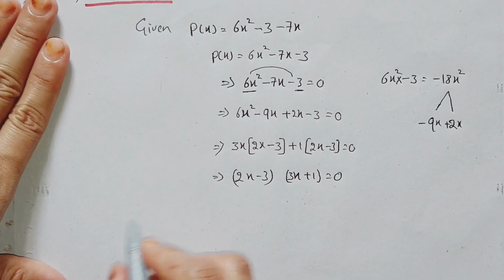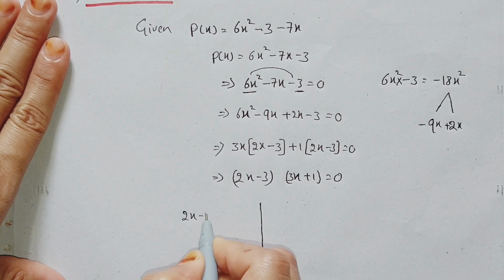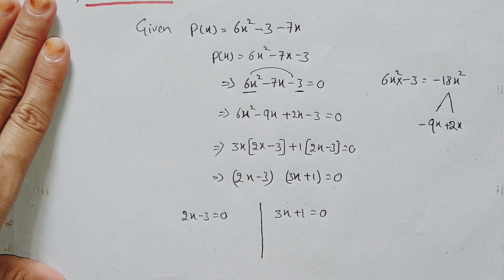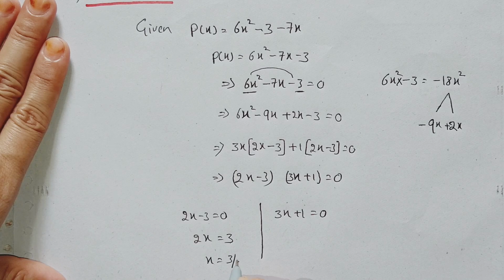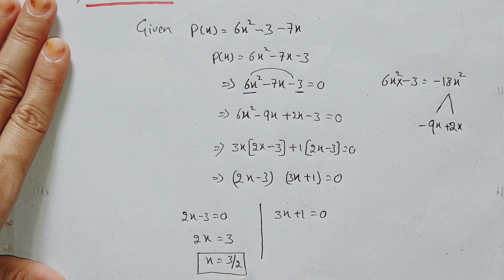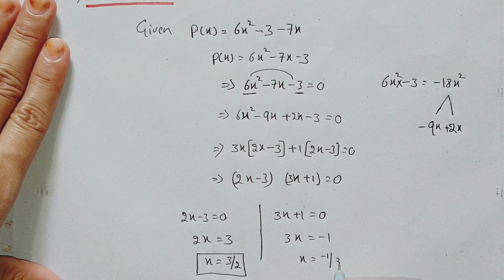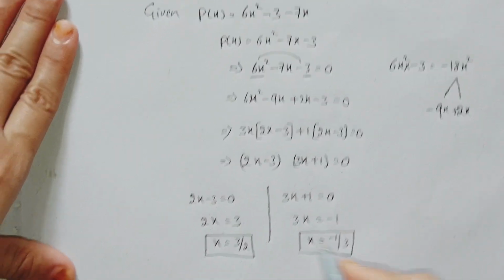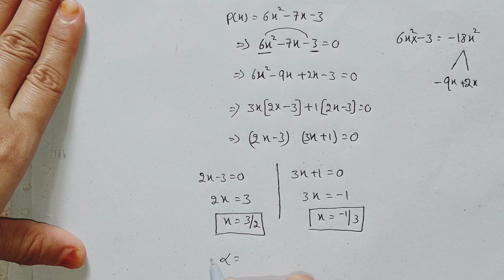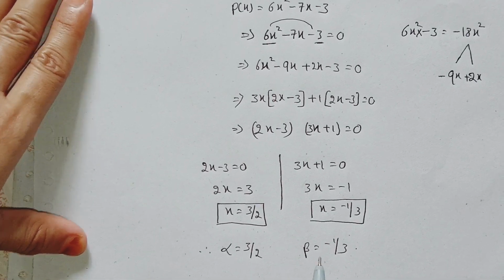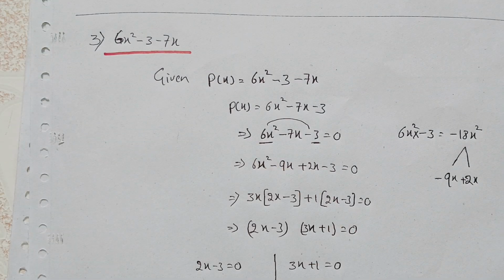Here two cases arise, which are 2x minus 3 equal to 0 and the second one is 3x plus 1 equal to 0. Then 2x equal to plus 3, x equal to 3 by 2. So this is one zero, and the second zero is 3x equal to minus 1, x equal to minus 1 by 3. This is the second zero. Let us treat it as alpha, therefore alpha equal to 3 by 2 and beta equal to minus 1 by 3. We got two zeros for this quadratic polynomial.